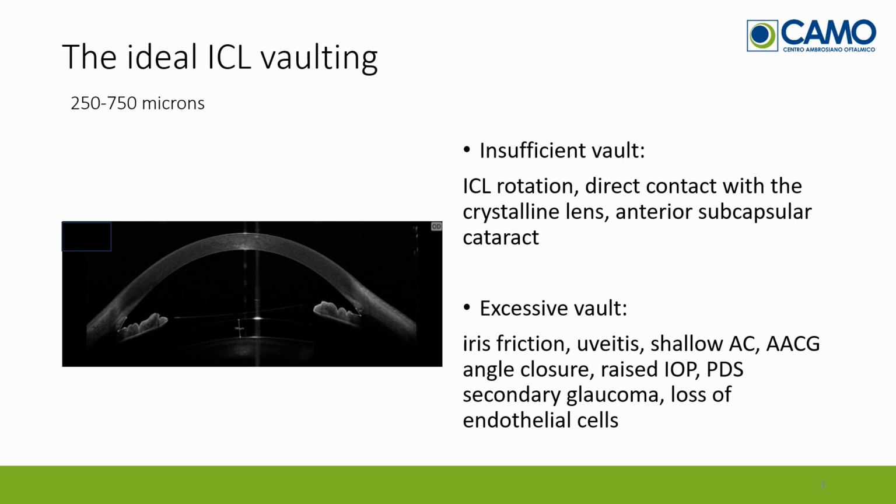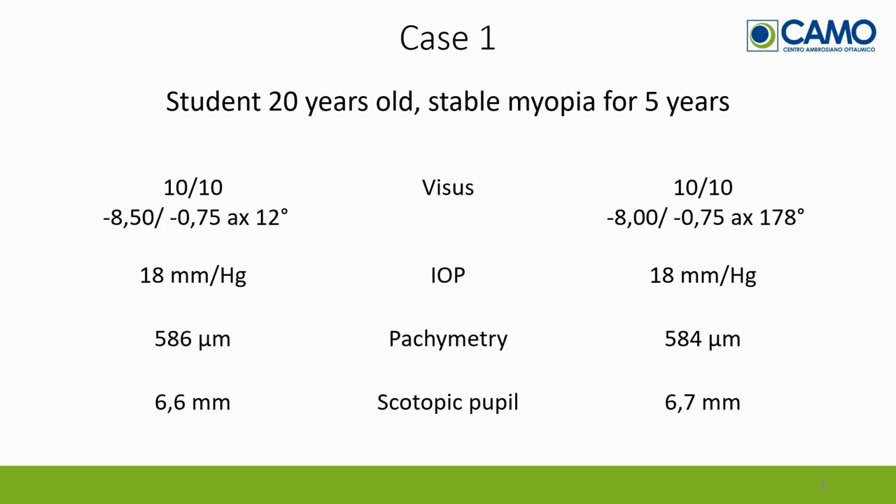If the vault is too high, the lens will cause iris friction with pigment dispersion, possible uveitis and shallowing of the anterior chamber, with possible increased intraocular pressure, secondary angle closure glaucoma, and long-term endothelial cell loss. This is the first case.